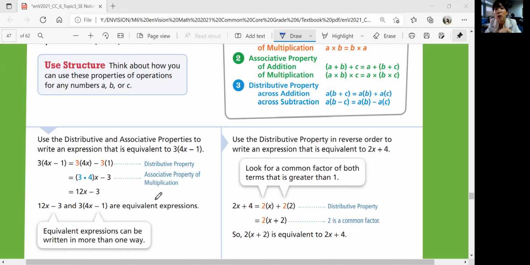Also, for 2x plus 4, you cannot multiply it out, but you can use the distributive property backwards, okay? So in order to write 2x plus 4 with parentheses, you need to look for a common factor of both terms that's greater than 1. So 2x and 4 have a common factor of 2. Dividing them out, you get 2 times x plus 2. So 2 times parentheses x plus 2 is equivalent to 2x plus 4.